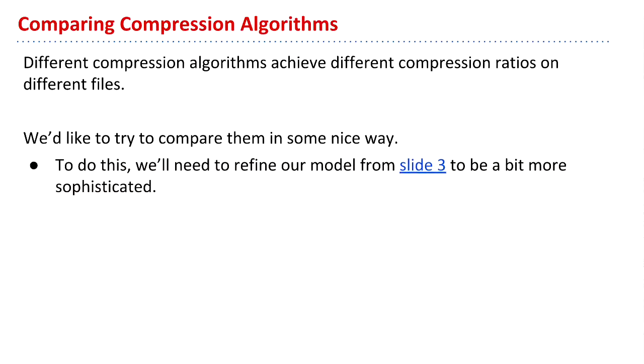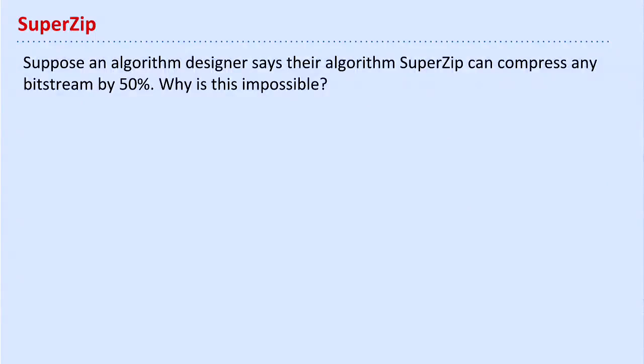Now to do this, we have to refine our model of bit streams from the beginning of lecture. Let's start with a tiny puzzle. Let's say I just tell you, I came up with SuperZip. It's so good that you give me any bit stream, and I guarantee that you can get that bit stream shrunk to 50%. Why is that impossible?